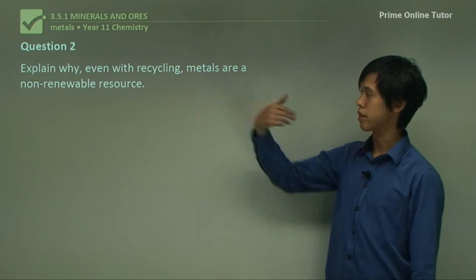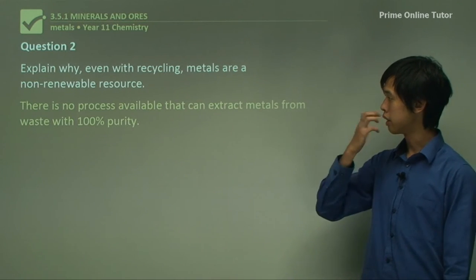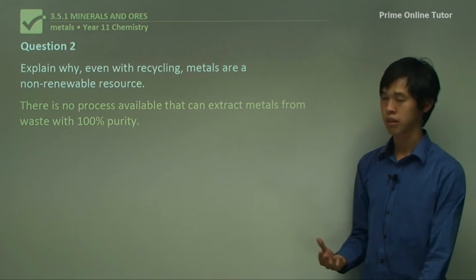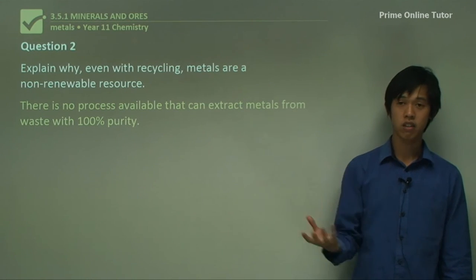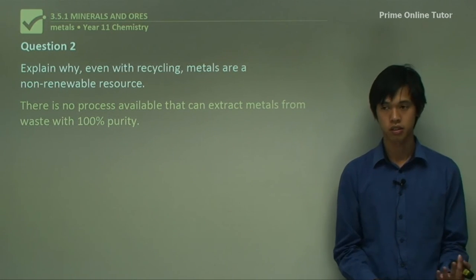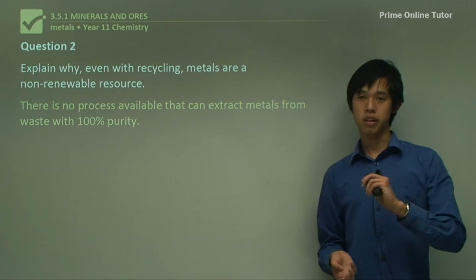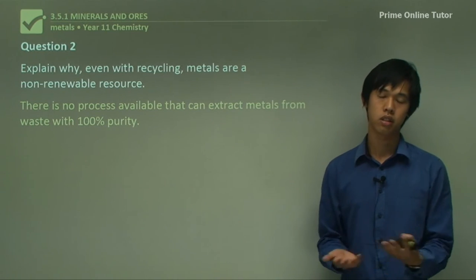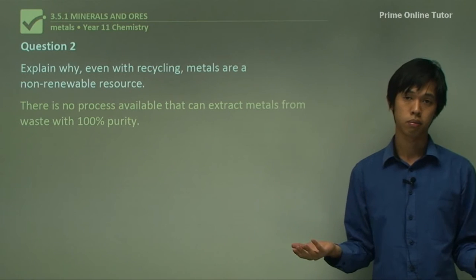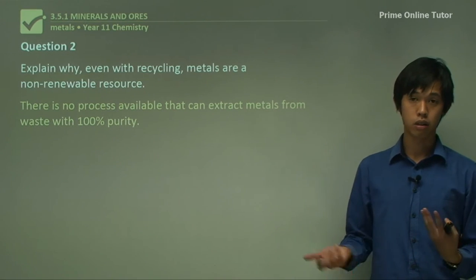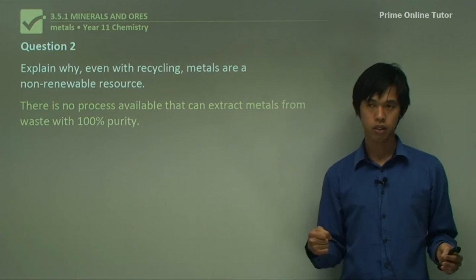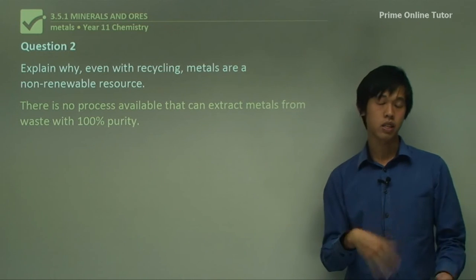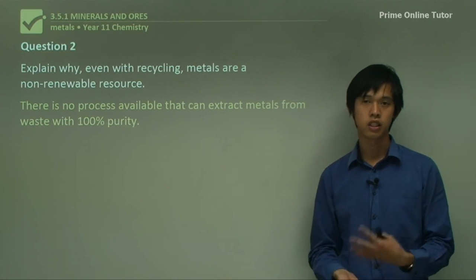Explain why even with recycling, metals are a non-renewable resource. Well, there is no process available that can extract metals from waste with 100% purity. If I have a can of aluminium and I melt it down and turn it into a block of aluminium, that block of aluminium will be slightly less than the can that I started with. That's just a consequence of the losses that we experience in our system. Just like when you put petrol into your car, not all of that petrol energy goes into your car moving. Some of it's wasted as heat, some of it's wasted as friction and other things.